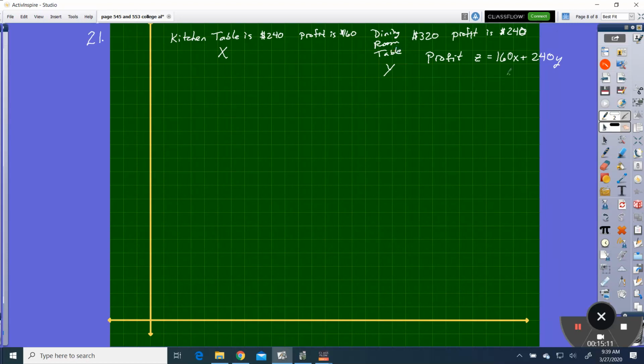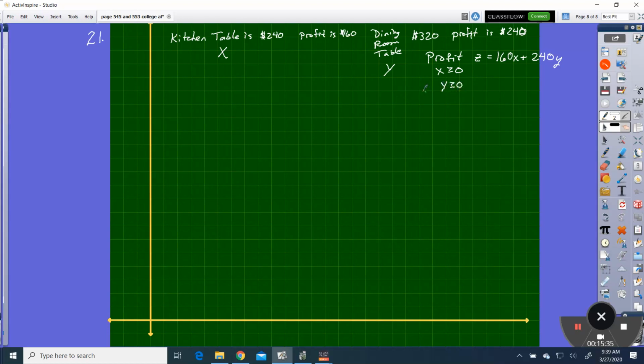So we've written our objective function. That was part A. Part B, the manufacturing process is subject to the following constraints. Write a system of inequalities representing the constraints. The number of each type of table cannot be negative. Well, that just means the x has to be greater than or equal to 0 and y has to be greater than or equal to 0. Okay.